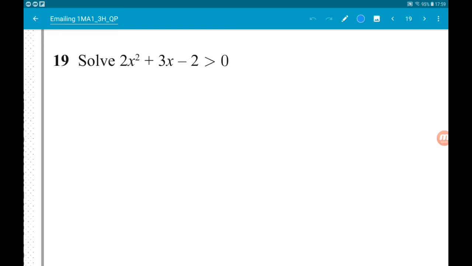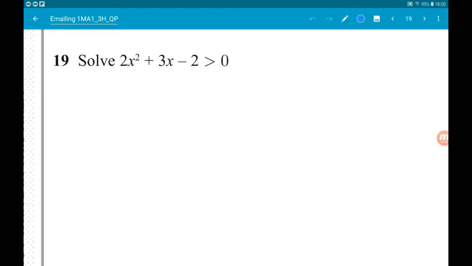So we want to solve 2x squared add 3x minus 2 is greater than 0. So that's asking for what values of x can we plonk into this quadratic so that the value is greater than 0. Now the way that we do this is by thinking of the graph. So we're going to sketch the graph, and then we want the values of x that create the part of the graph above the x-axis.